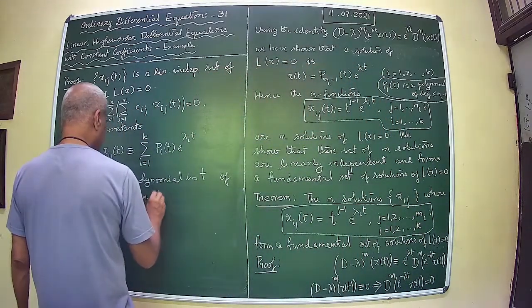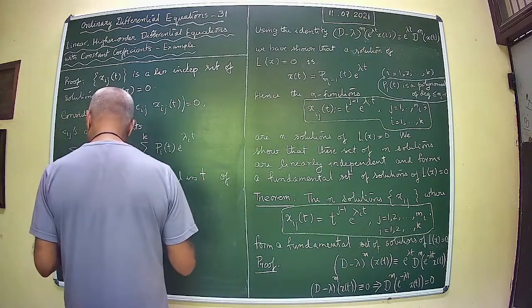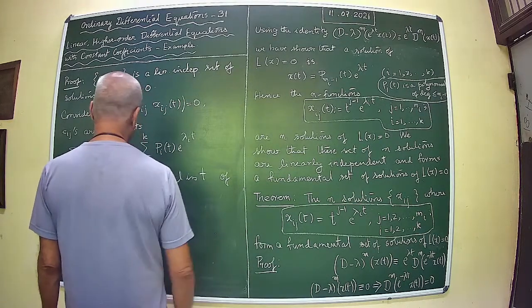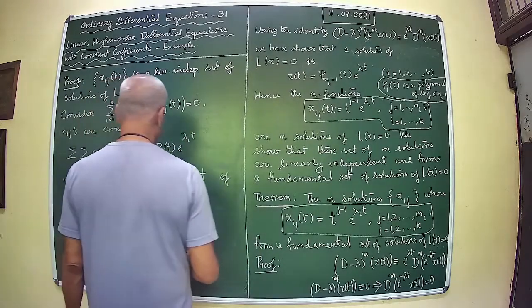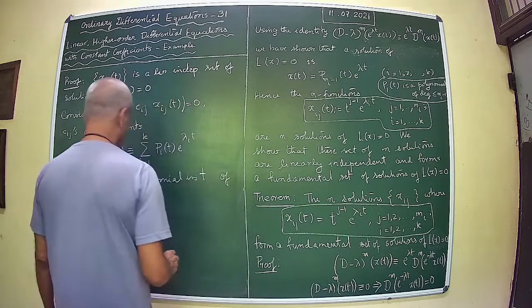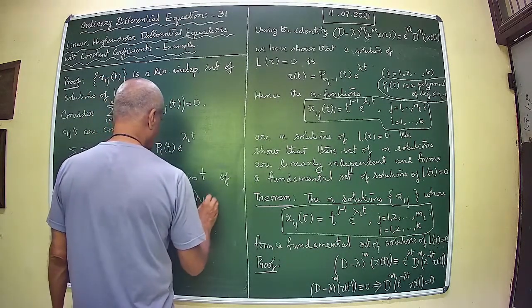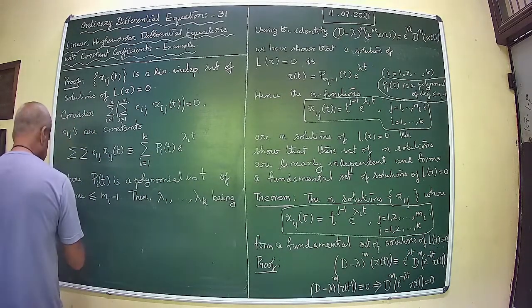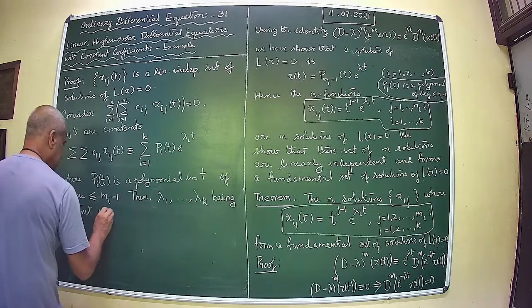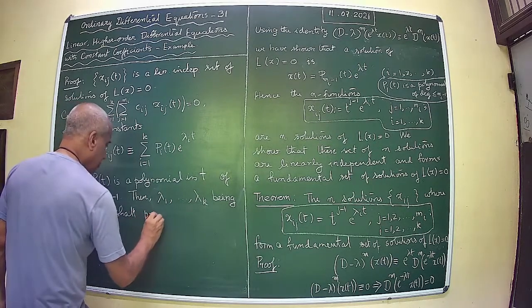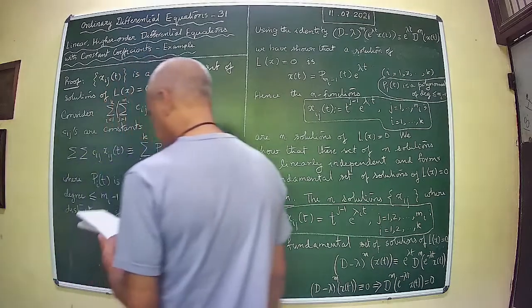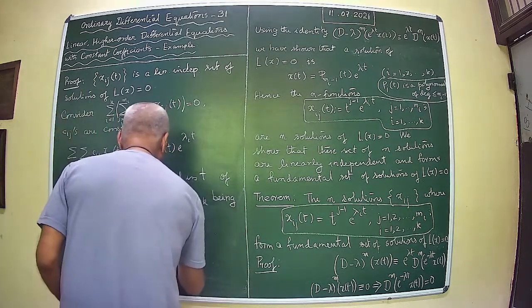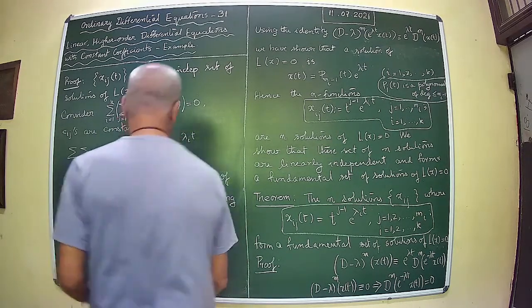Then, the lambda_i being distinct, we shall prove that p_i(t) is identically equal to 0. That's the first thing that we prove.